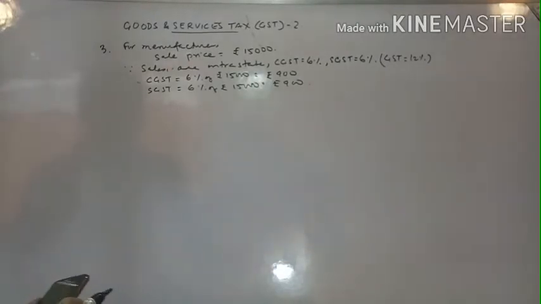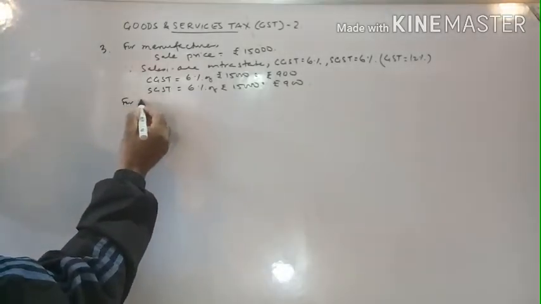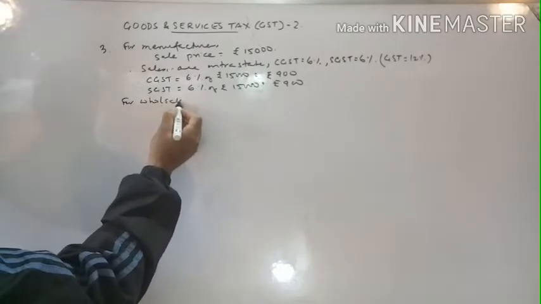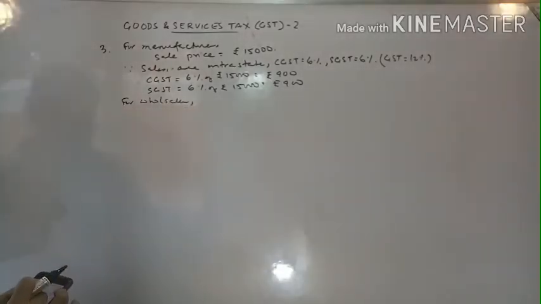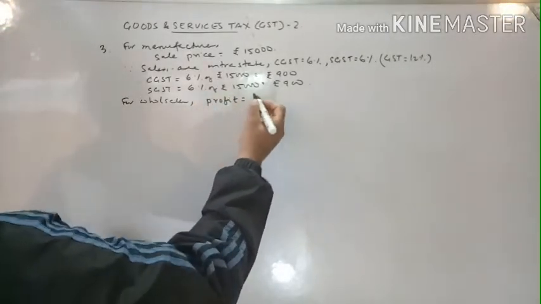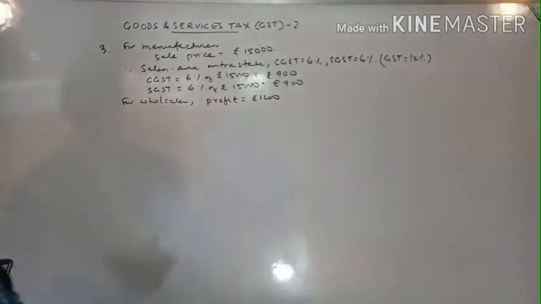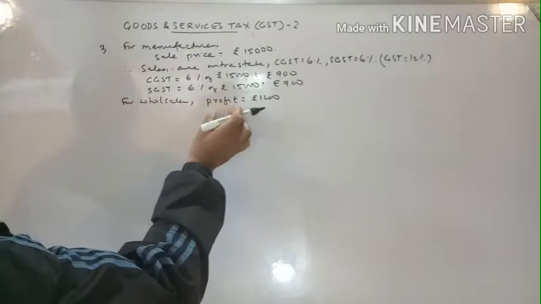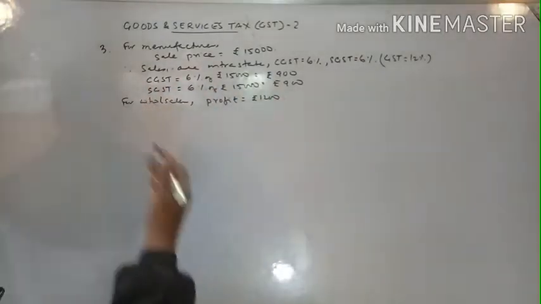Now next, it says the manufacturer sells it to the wholesaler. So for the wholesaler, the wholesaler sells it to the trader at a profit of 1200. So he makes a profit. Profit is equal to rupees 1200. That means he has already paid tax on 15,000 while purchasing. Since he is increasing the value by 1200, he will pay tax on this one.